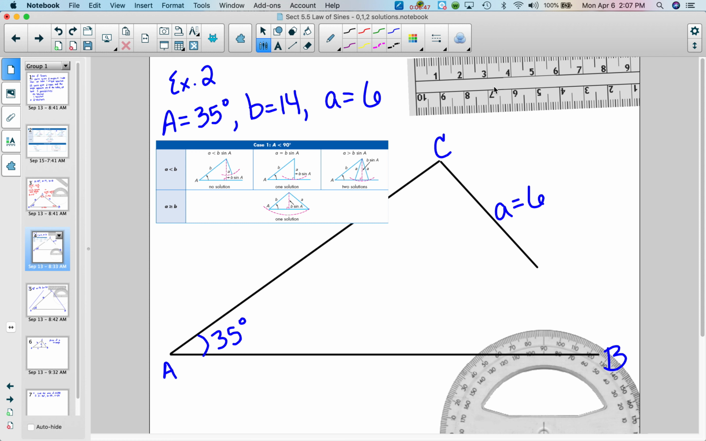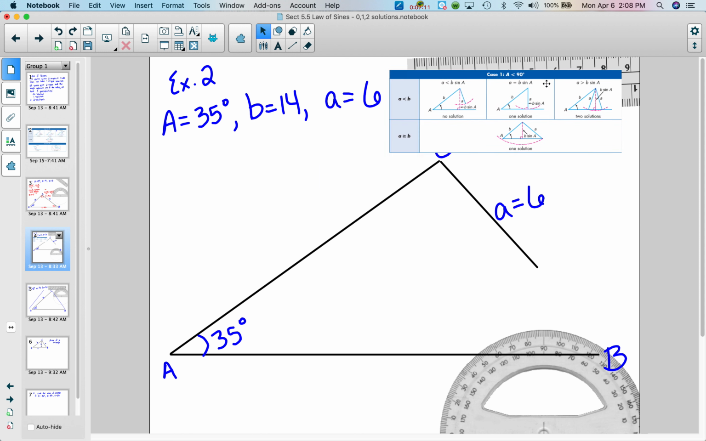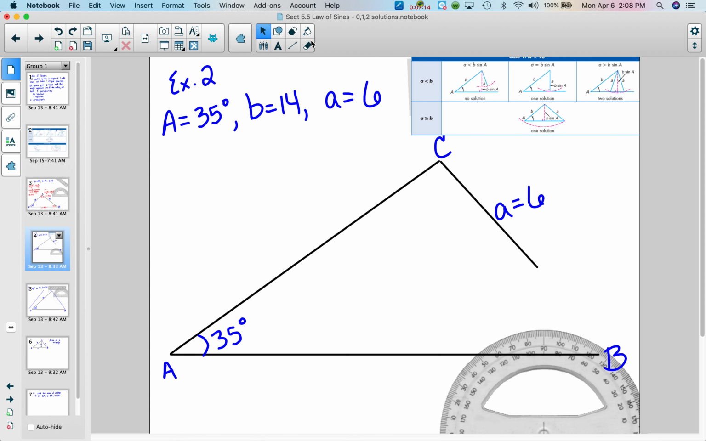Okay, so here you can see we have another problem. Angle A is 35 degrees, and I'm not going to get my protractor out and show you that. I'm sure you believe me. Side B is 14 and side A is 6. Let me move this out of the way. Oh, I guess I didn't label that. So we have a 14 over here.